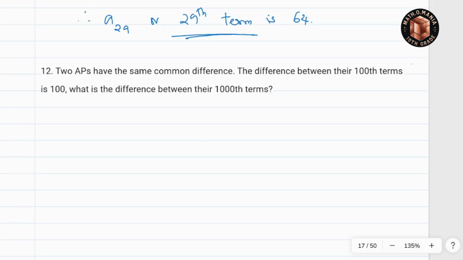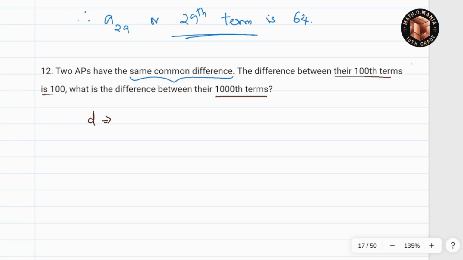Now let's do question number 12. Here, two APs have the same common difference. Two APs having the same common difference means their D is the same for both. And the difference between their 100th terms is 100. Now we have to find the difference between the 1000th terms.